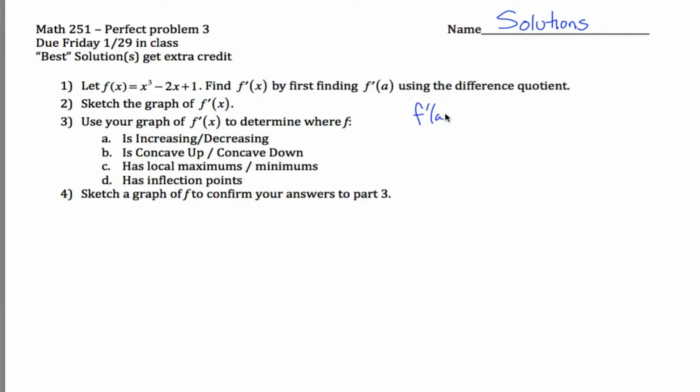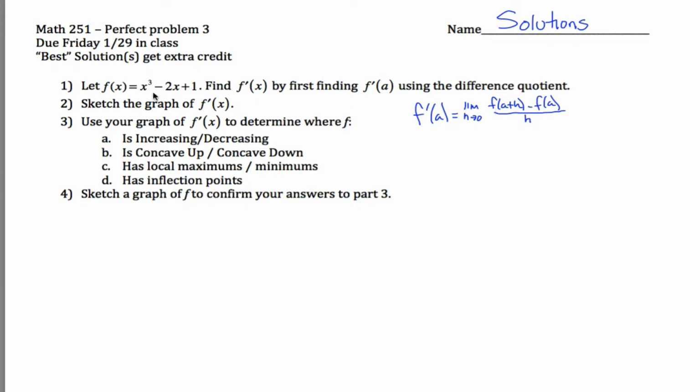So what you need to know is that f prime of a is the limit as h approaches 0 of f of a plus h minus f of a all divided by h. So I need to evaluate this limit right here to find f prime of a, and then I can change the letters to get f prime of x. So that's part one here.